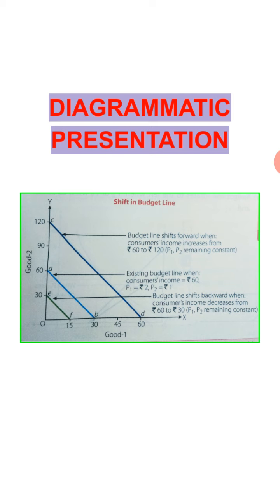And if the income of the consumer decreases from 60 to 30, obviously the budget line shifts backward and the new line is EF, drawn in green color. So when income increases, the budget line will shift forward, and when the income of the consumer decreases, the budget line will shift backward.